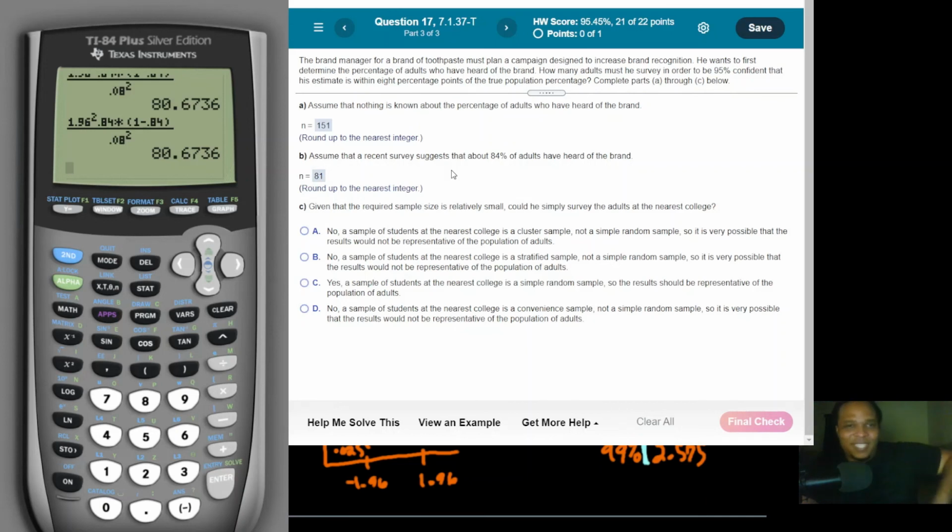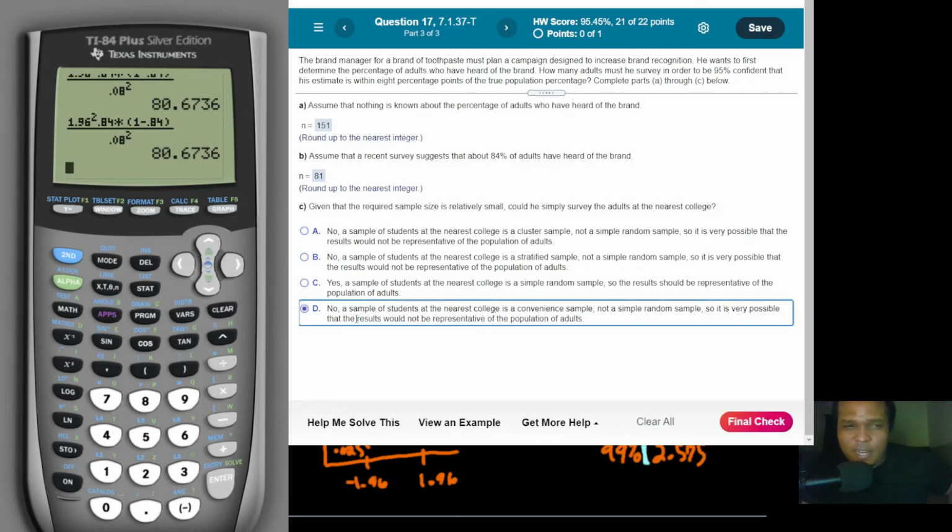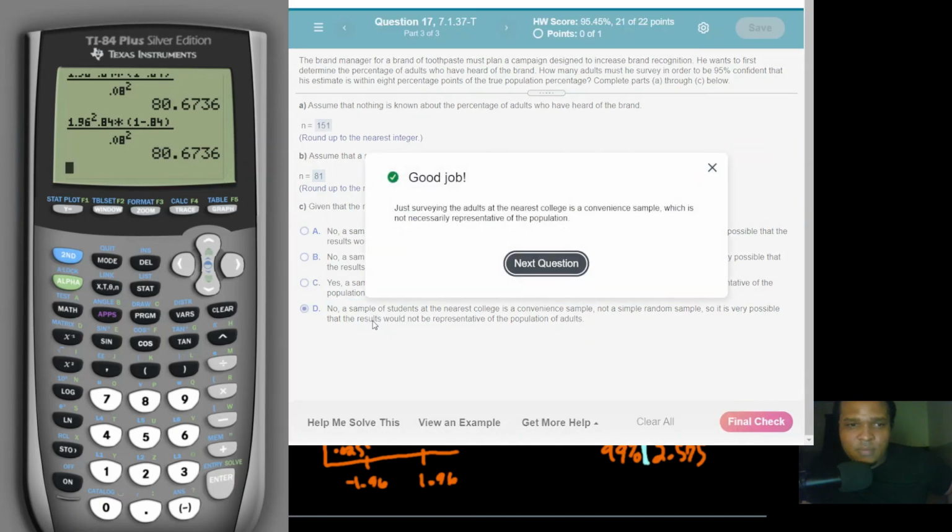Okay, given required sample size is relatively small, could he simply survey the adults at the nearest college? I don't know. Let's try to make sense. Yes, so sample. No, it's convenient. I think it is a convenient sample. When it says nearest, I'm feeling that. Trust me, if you see the same exact question, just choose the nearest thing that says no. Okay, I think we're done.